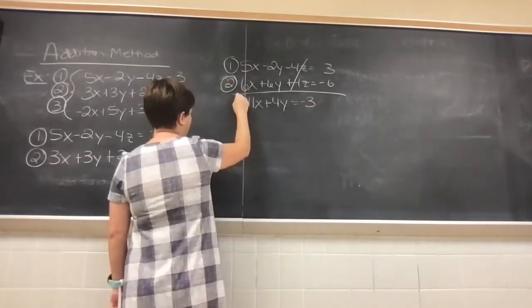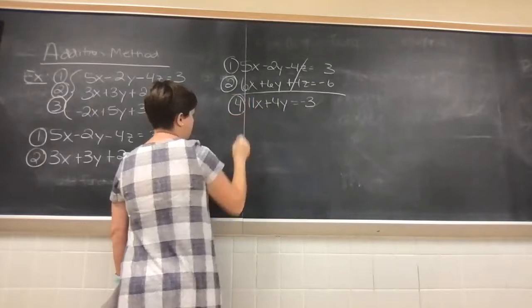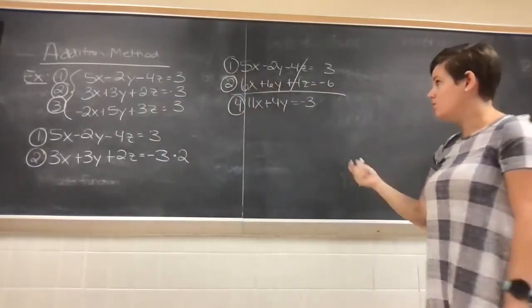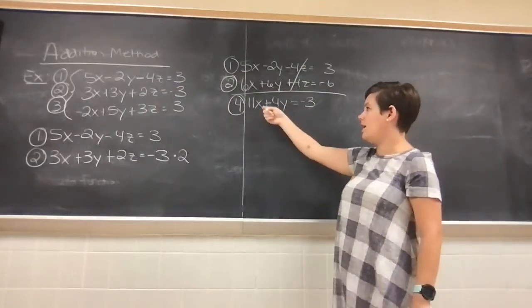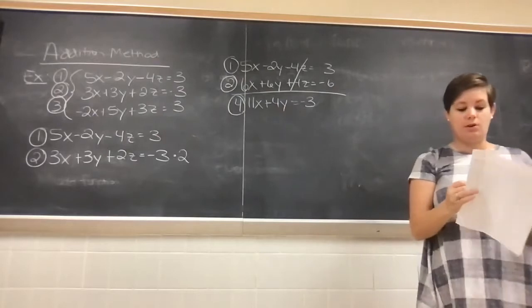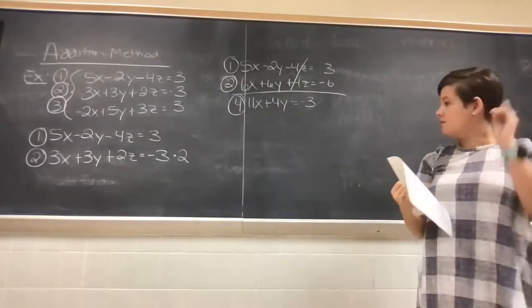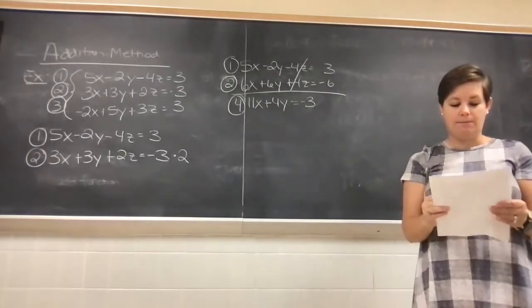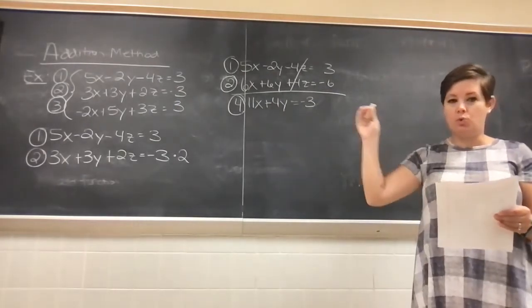Now at this point, I'm going to label this equation, equation number 4. That way I don't lose track of it. Because equation number 4 is different. It only has x's and y's in it. It doesn't have a z. So I want to make sure I keep that one straight. Okay, so that was with equation 1 and 2.